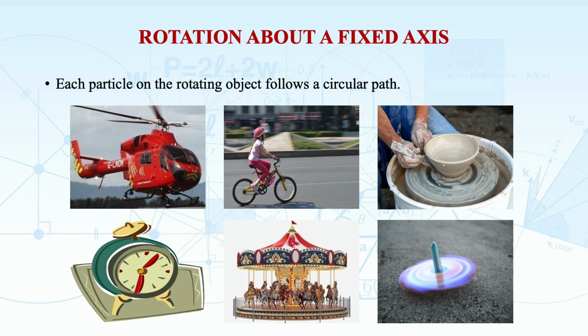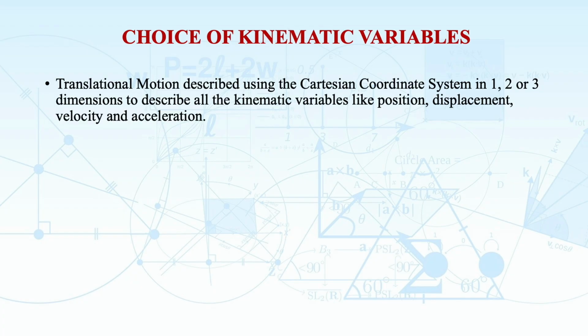As I said before, how did we study translational motion, which you studied in block 2? You made a choice of kinematic variables. What are your kinematic variables? These are position, velocity, and acceleration. When you study translational motion, you use the Cartesian coordinate system. In one dimension, or for translational motion along a straight path, you use the x coordinate. When you were talking about projectile motion, which is translational motion in 2 dimensions, you used the x and y coordinates, but still we were sticking to the Cartesian coordinate system.